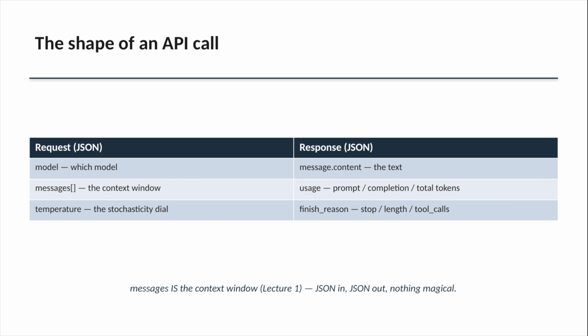Every chat completion call has the same shape. The request is a JSON body: which model, the messages array, which is the context window from Lecture 1, and a temperature dial. The response is a JSON body: the message content, a usage record with prompt, completion, and total tokens, and a finish reason. That is the whole interface. JSON in, JSON out. Nothing magical.